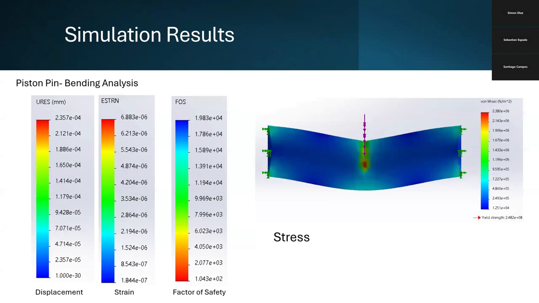For the piston pin bending analysis, we got a max stress of 2.380 e to the 6. Our max displacement was 2.357 e to the negative 4. Our max strain was 6.883 e to the negative 6. And our minimum factor of safety was 104.3.